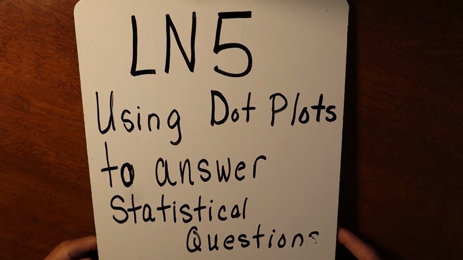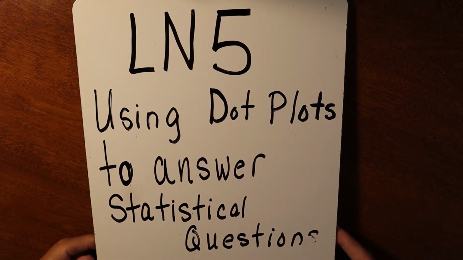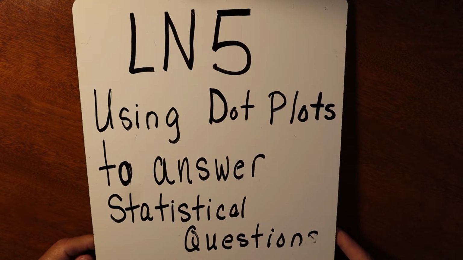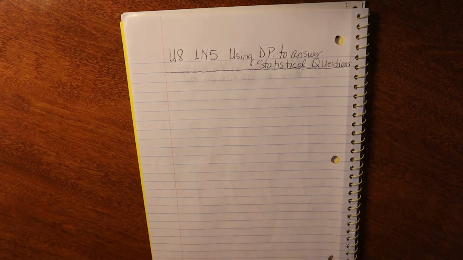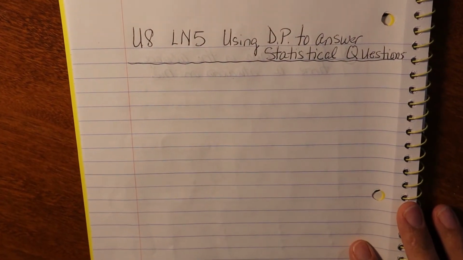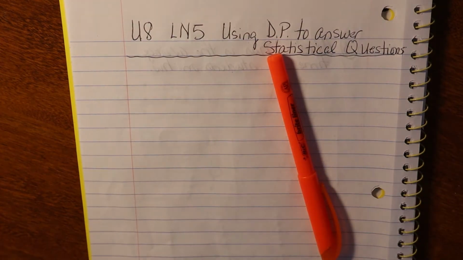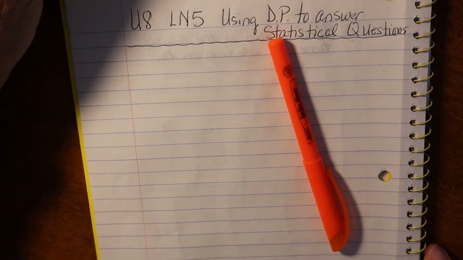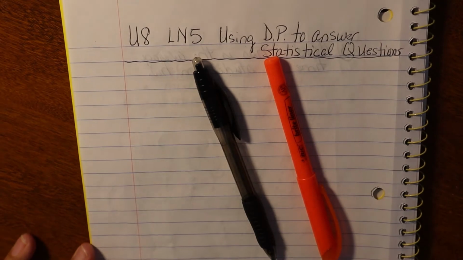Hi students, today we are doing Math Unit 8 Lesson 5, which is called Using Dot Plots to Answer Statistical Questions. So let's go ahead and get started. For today, you're going to need a lined piece of notebook paper or your spiral math notebook. You should have a highlighter always ready to go, because you know that I really like to highlight, and of course something to write with.